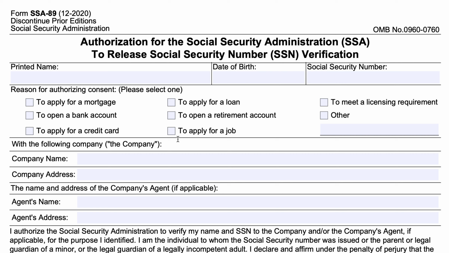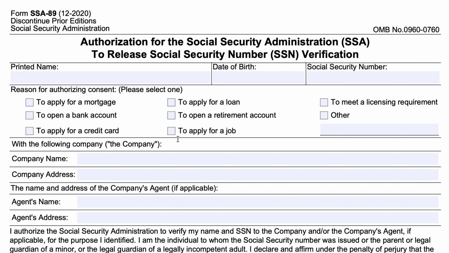And then they send this form off to the Social Security Administration, and the Social Security Administration comes back and says, yes, this person is the person that they say they are. So the intention of this form is not to give any more information than is absolutely necessary for the third party to verify your identity.